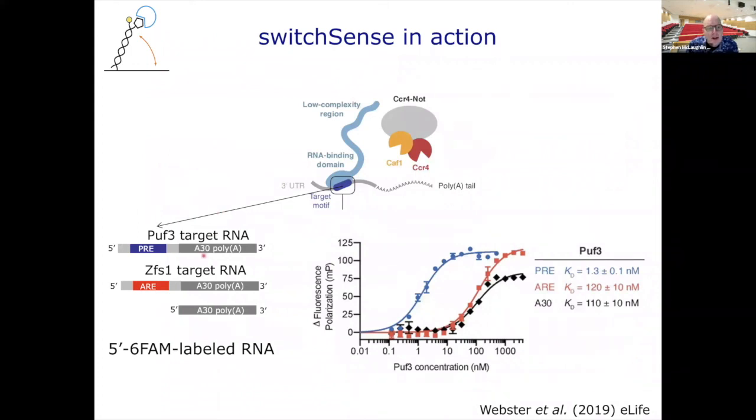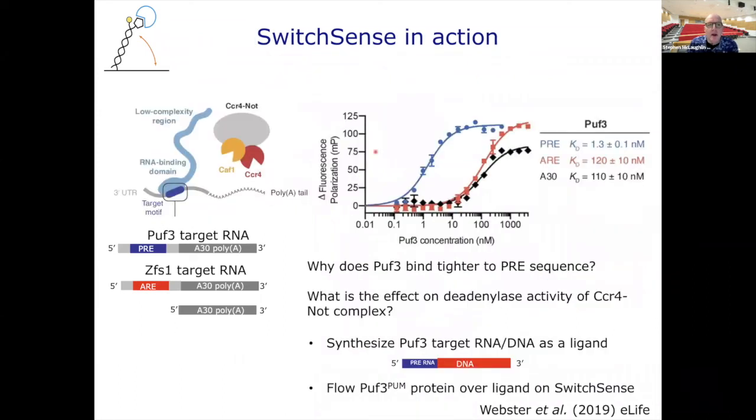Again, an example here. They wanted to look in more depth at how this RNA binding protein led to specificity of targeting this deadenylase complex. What were these sequences, and how did they affect the kinetics of binding? You could see that one type would be specific for its sequence and would have much higher affinity compared to the other sequence, or just poly A.